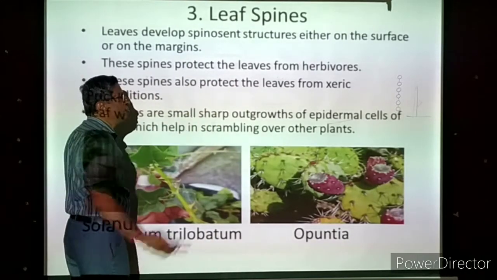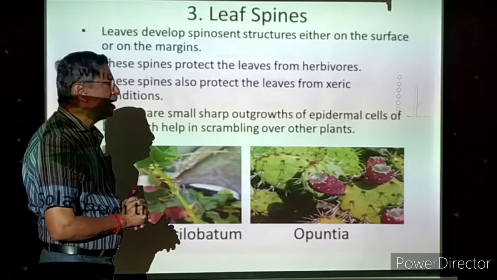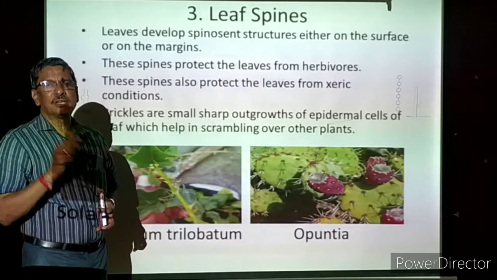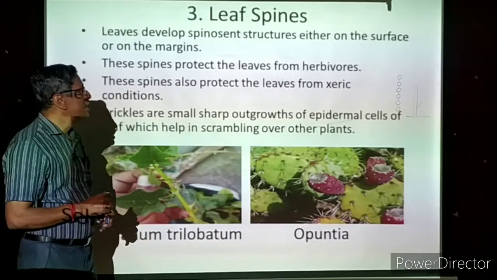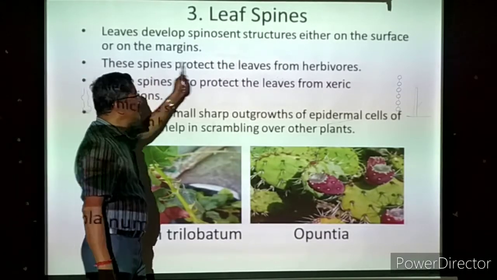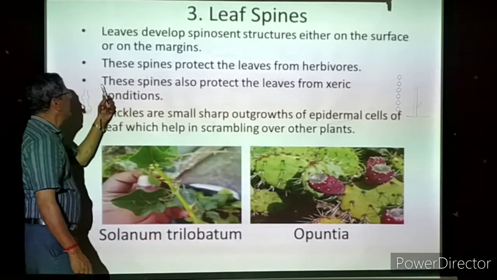These spines protect the leaf from herbivores. Why are the spines there on the lamina or at the margin of the lamina? The leaf lamina is the food for herbivores. So the herbivores will try to destroy the leaves. But the spines, the thorns, are giving protection to the leaves from the herbivores.